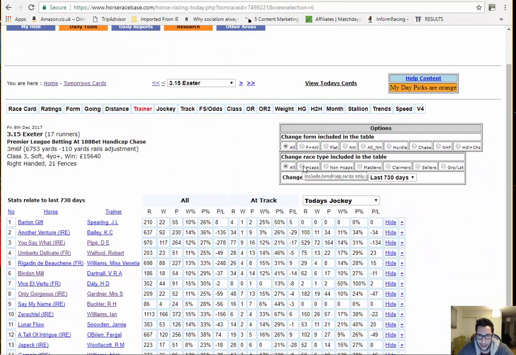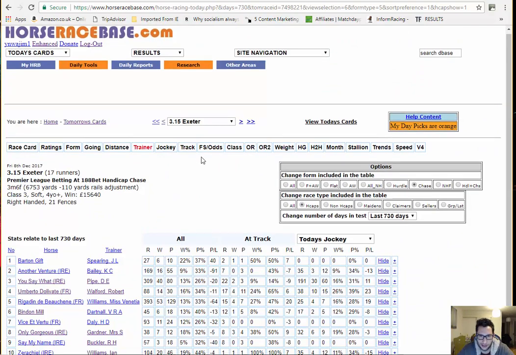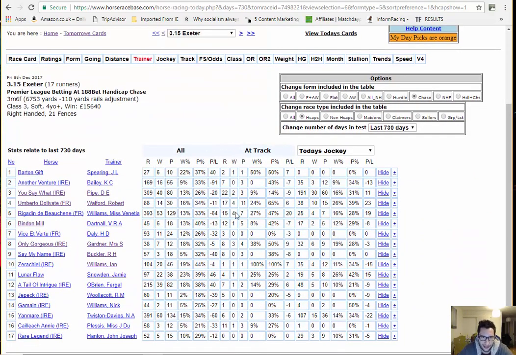We want to look at handicaps and handicap chases in the last 30 days, again. We can look down there. Barton Gift, that win might be him himself, might be that horse, is that stat. Pipe, Wolford, we know, decent enough. Venetia Williams.